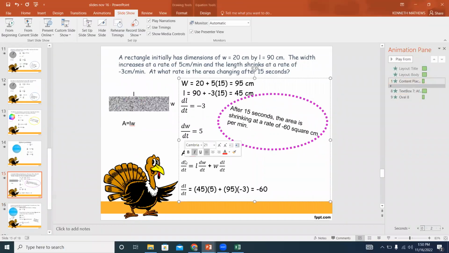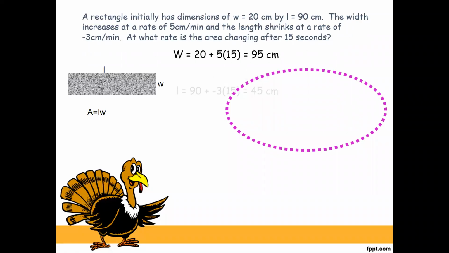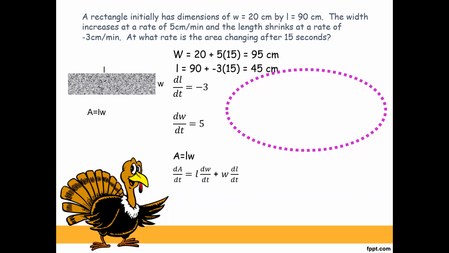So dA/dt equals first times derivative of second plus second times derivative of first: L dw/dt plus w dl/dt. Now we have all these values. Look at this. L is 45, dw/dt is 5, w is 95, dl/dt is -3. So we have one unknown, dA/dt, the rate of change of area, which is what we're trying to find. So perfect.